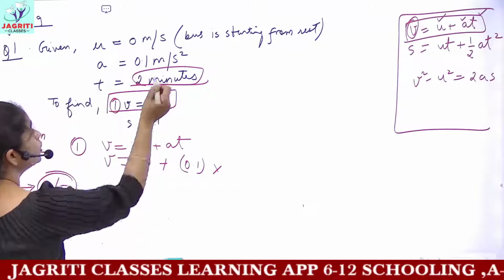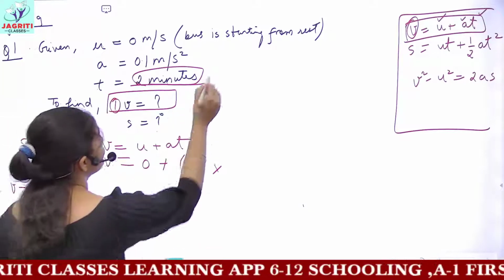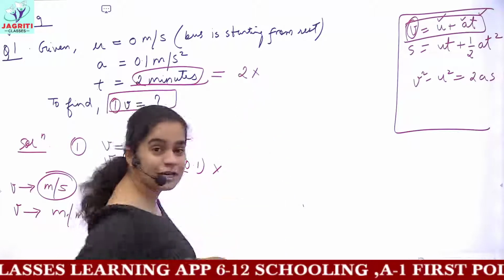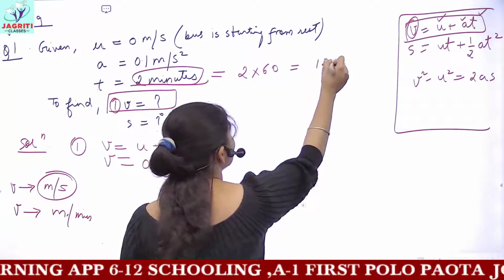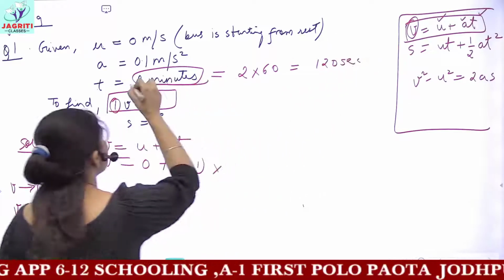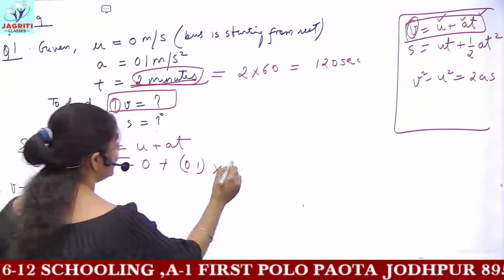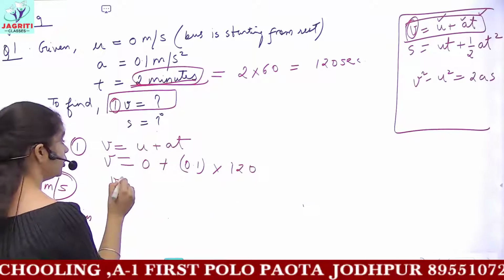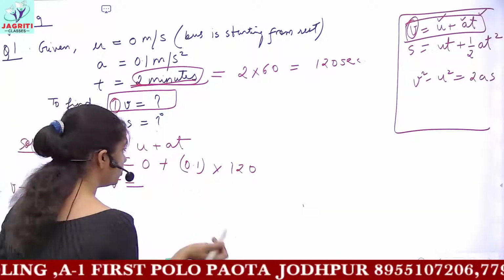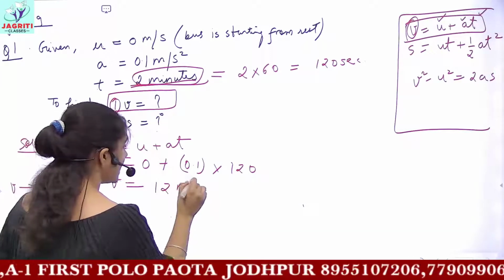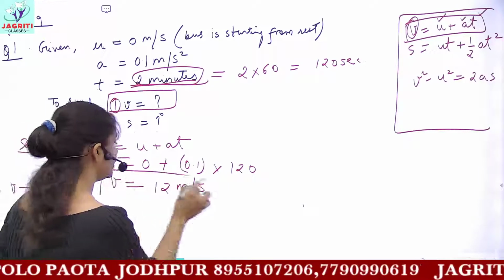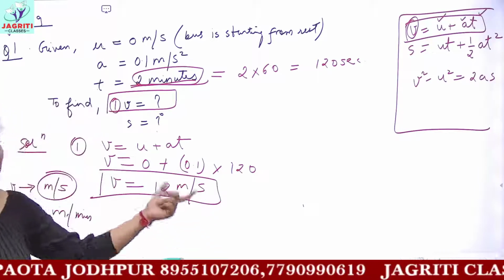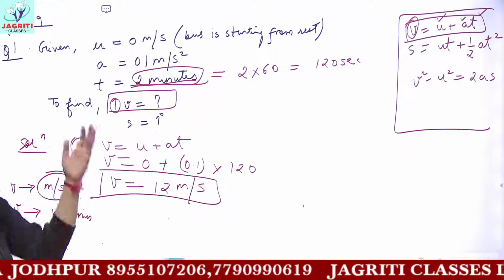So we'll convert 2 minutes into seconds, and this is very easy. You know in 1 minute you have 60 seconds. So 2 multiplied by 60 gives you a total of 120 seconds, which makes up 2 minutes. So putting 120 seconds here, 0.1 into 120 gives you 12. And since we have put all the quantities in SI units, the unit of velocity would be meter per second. So this was a simple explanation for the question.